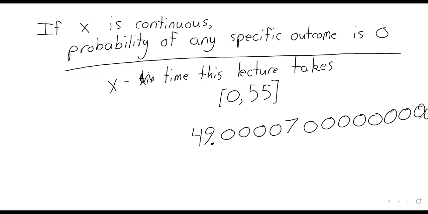But if you think of probability primarily as a tool for making predictions, this idea is going to make a lot more sense. If you're trying to predict how long this lecture lasts, not to the minute, not to the tenth of a minute, or the hundredth, or a thousandth, or the 10,000th, or the 100,000th, or the billionth. But if you're trying to predict how long this lecture takes to an infinite number of decimal places, it's going to be impossible. So that's our justification for that statement.